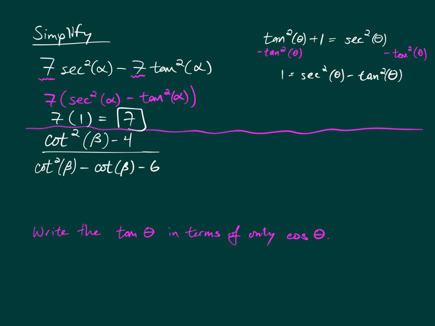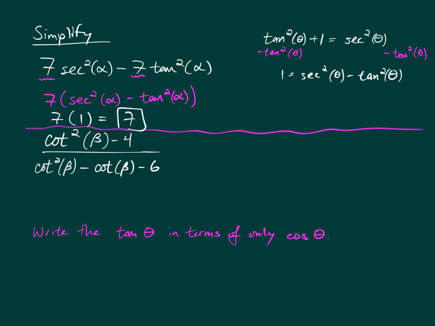So in this next example, with cotangent squared of beta minus 4 over cotangent squared of beta minus cotangent beta minus 6, these you will want to factor. You'll notice that it's just cotangent squared. There's no cosecant squared in any of this, which, if you refer back to the Pythagorean identities, cotangent squared and cosecant squared are in the same equation. So since we don't see a cosecant squared here, you'll want to just see if you can factor this normally.